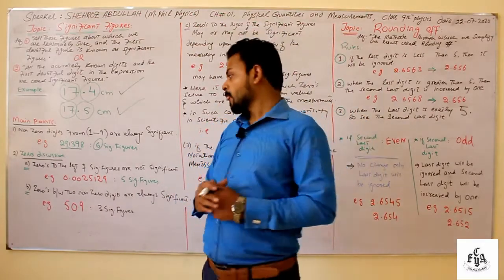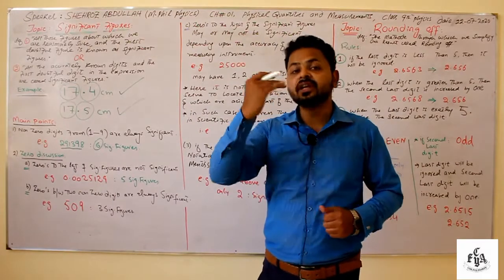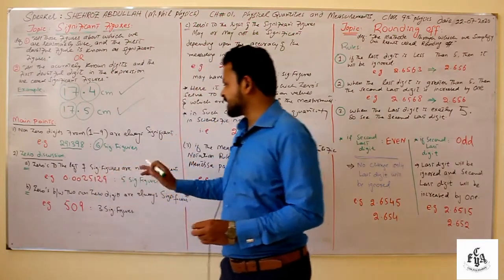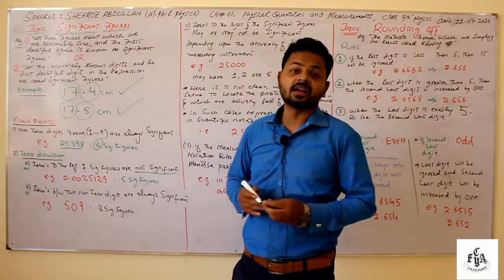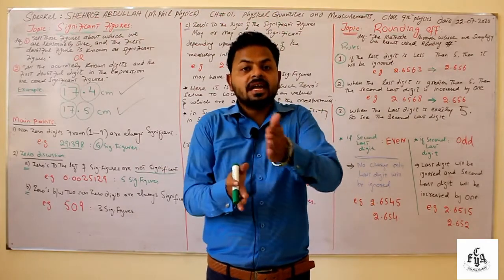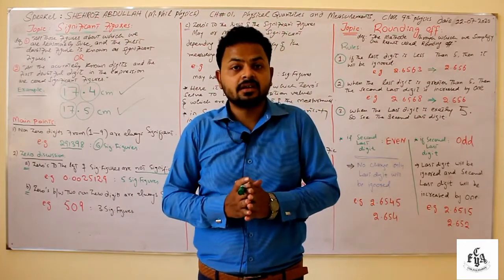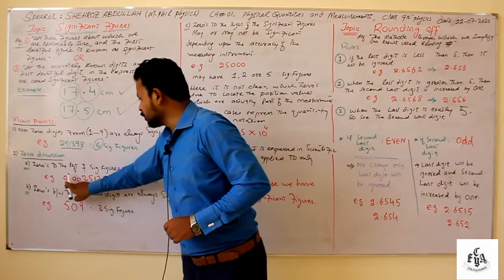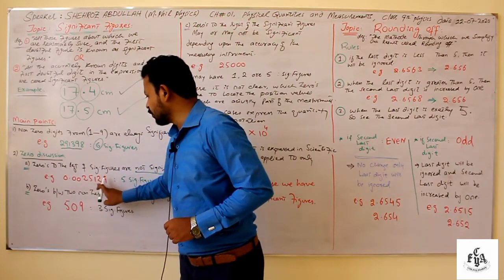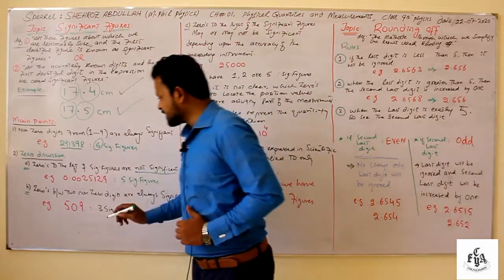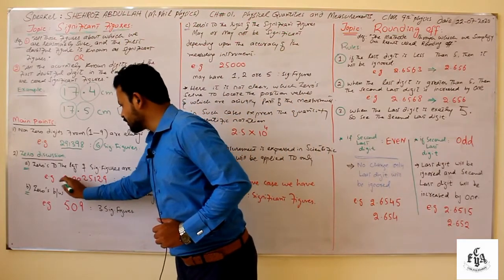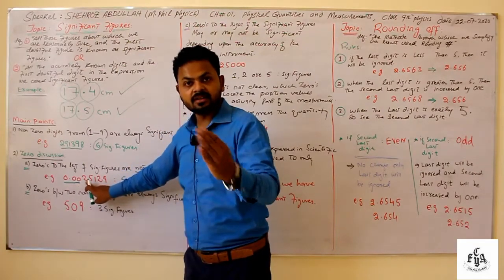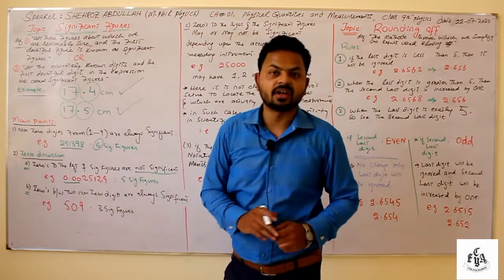Now the discussion of zero. Look, about zero we have three rules. If zero is to the left of the significant figures, then it is not significant. If zero is on the left side of the significant figures, it will not be considered significant. Why? Look, we have this number 0.00259. In this reading, these zeros in 0.00 are on the left side of the significant figures. That is why they are not considered significant figures.